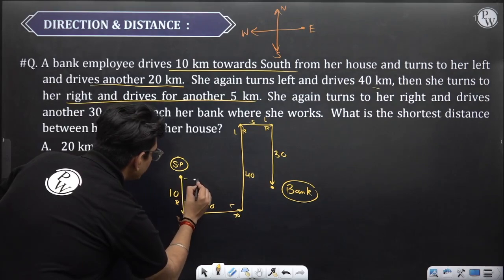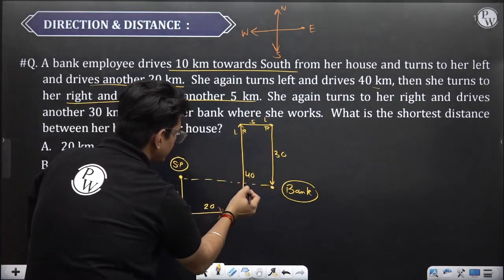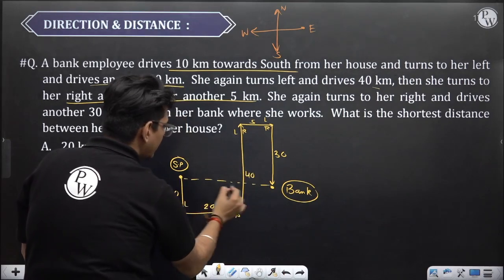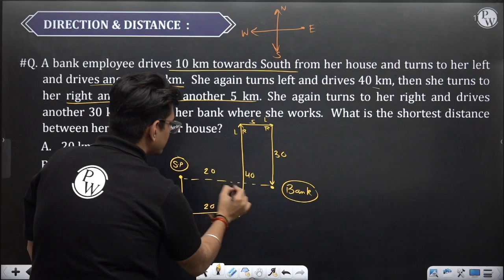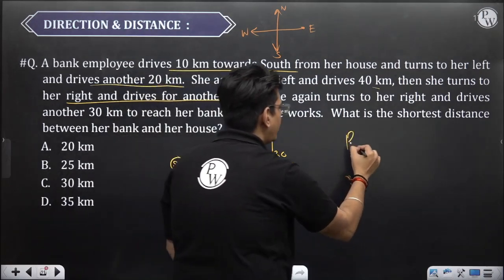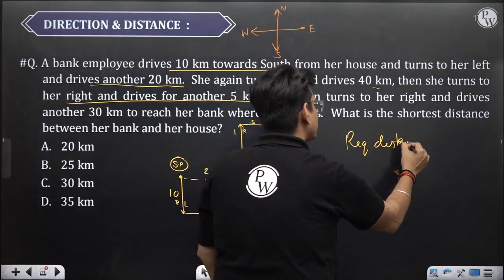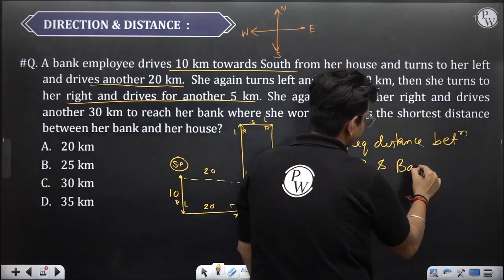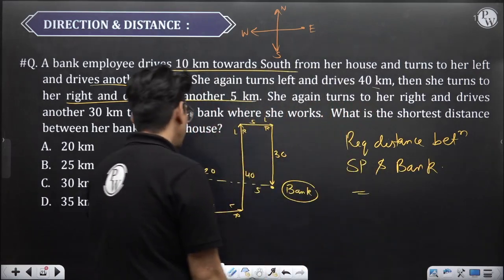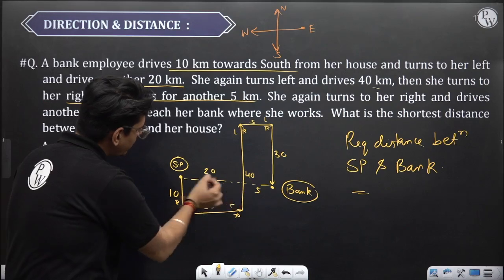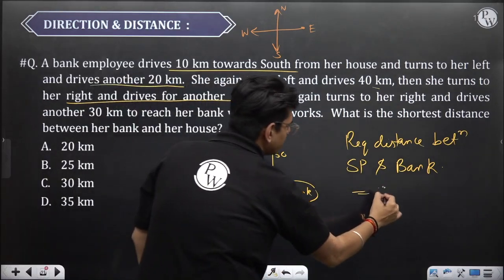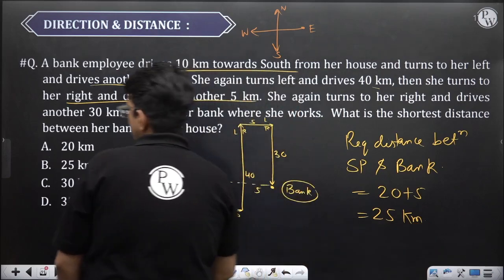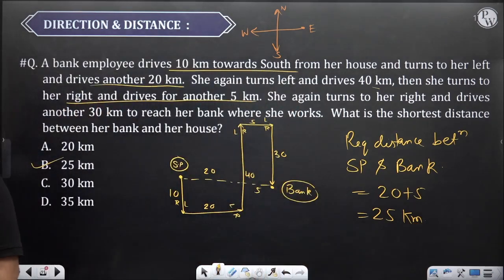So if you see, this is 30, this is 10. Okay. So these points are in line, right? This distance is 20, this distance is 5. So the required distance between the starting point and the bank is nothing but 20 from here to here and from here to here 5. So this is nothing but 20 plus 5. So 25 kilometers. So the option B is our correct answer, right?